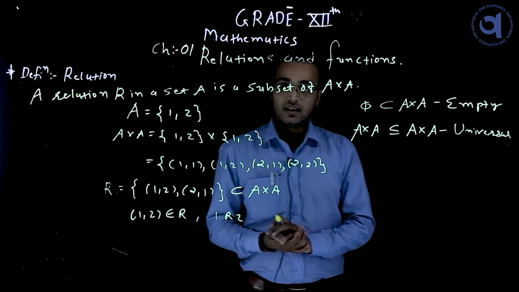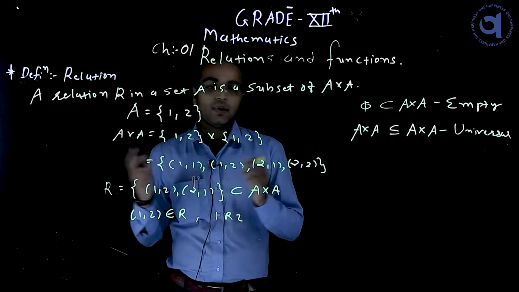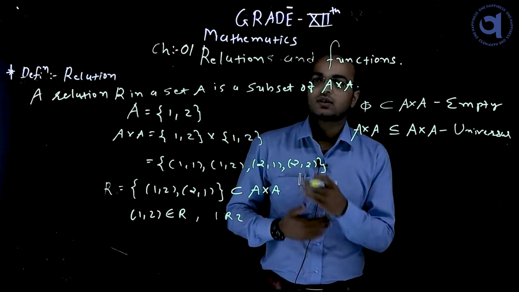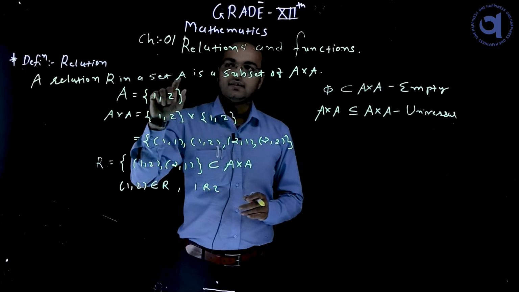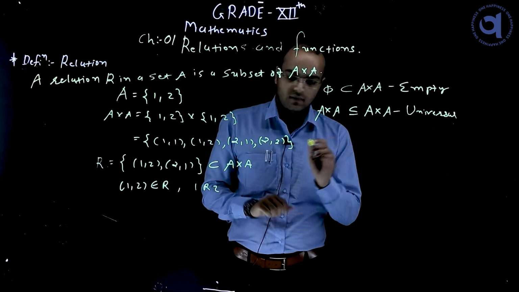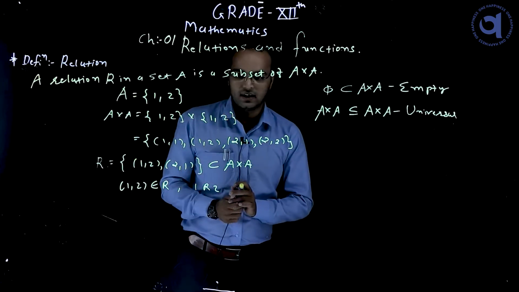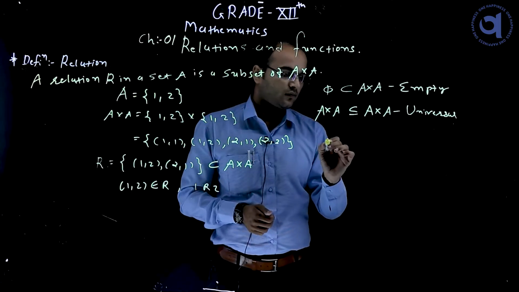Now one question: how many total relations are there? First of all, see the definition of relation: any subset of A cross A. For this example, how many elements does A cross A have? 1, 2, 3 and 4. So A cross A has 4 elements.